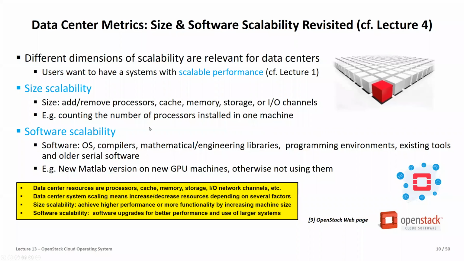You have software scalability, of course. This should be scaling up to new tools, new compilers, new GPU versions, which have then the right libraries so that they actually can be used with it. So this means certain software scalability goes with it.